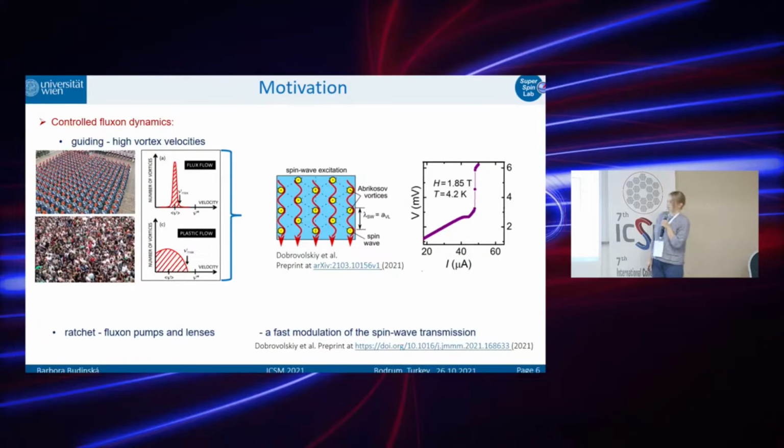And another one is the ratchet effect that is used for fluxon pumps and lenses. And recently in this paper, it was also used, again, a superconductor in touch with a ferromagnet, for the modulation of the spin wave transmission.